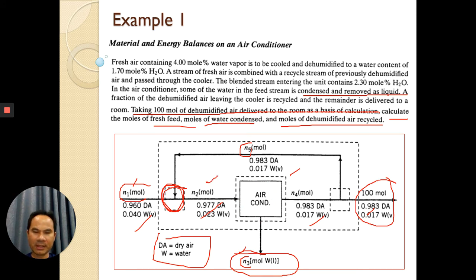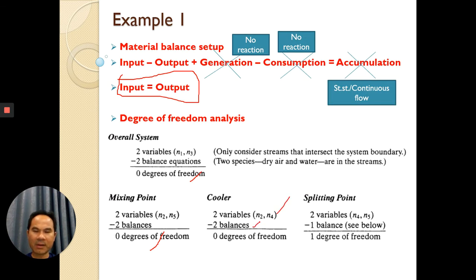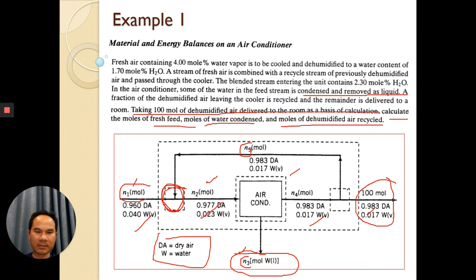Now N2 we know already, and then we make all the mass balances. Balance on the air conditioner: we have unknowns N3 and N4. Two unknowns, two balances on dry air and water, is 0 degree of freedom. We can solve for N3 and N4. And then we balance on the split side. We have N4 and N5, but for this case we know N4 already, so we can solve for N5. But it is not necessary to derive this because we have the question on N1, N5, N3.